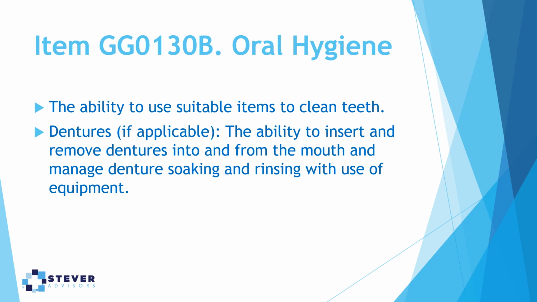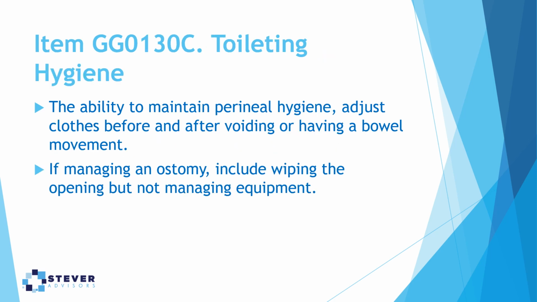Oral hygiene, the resident's ability to clean their teeth and dentures. Can they remove them, clean them, place them back in their mouth, use the toothbrush, etc.? Toileting hygiene, how the resident provides their own cleaning of their perineal area as well as how they manage their clothes while doing this. This includes ostomy care of the area, but not replacing the device if it is needed.